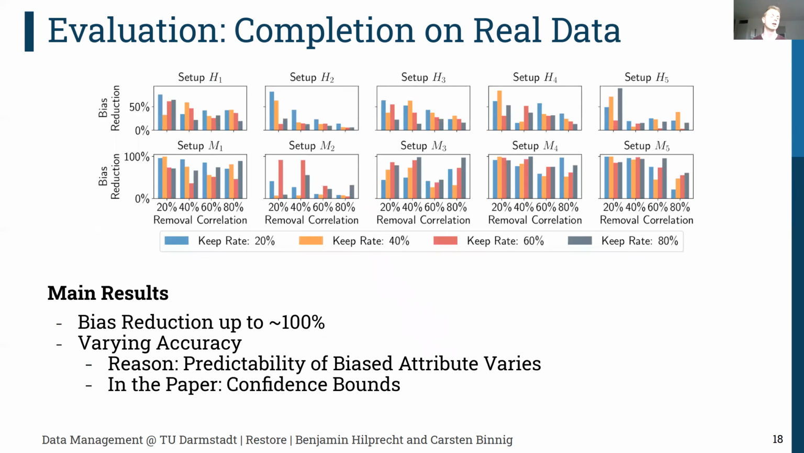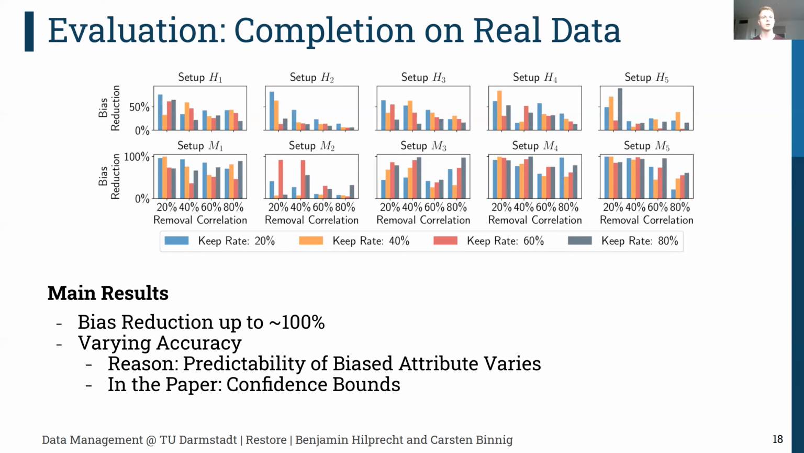And here we vary additional parameters as well. So we vary the keep rate, and that means how many tuples are left in the incomplete data set from just 20% up to 80%. We also vary the removal correlation. And a higher removal correlation means that we end up removing only the outliers, and we get a really large bias. And as I mentioned, we also vary the 5 setups. And on the y-axis, you always see the bias reduction.